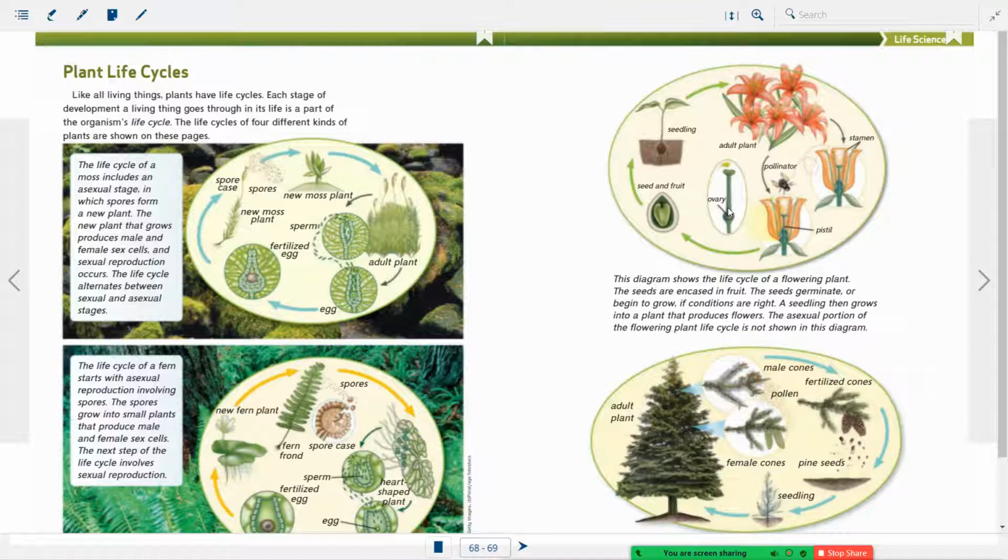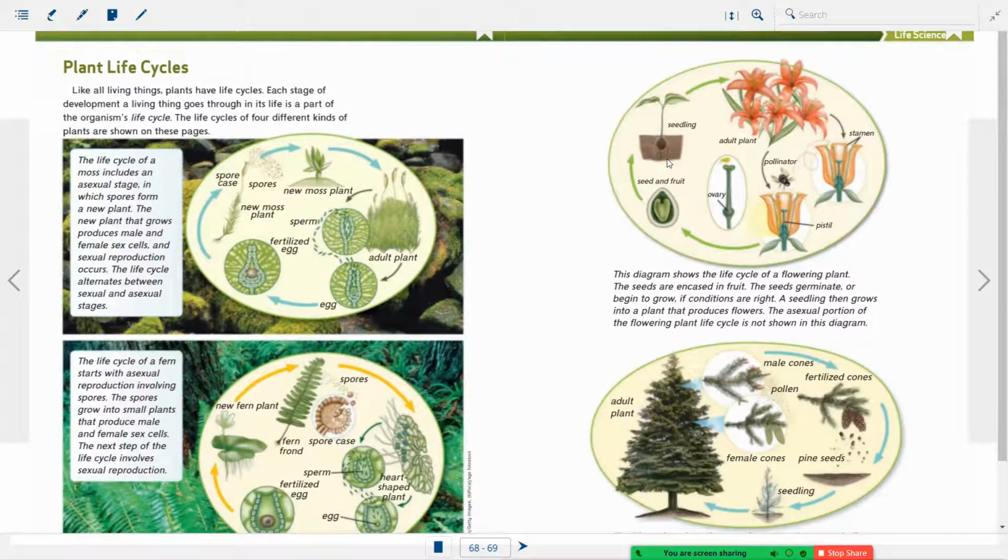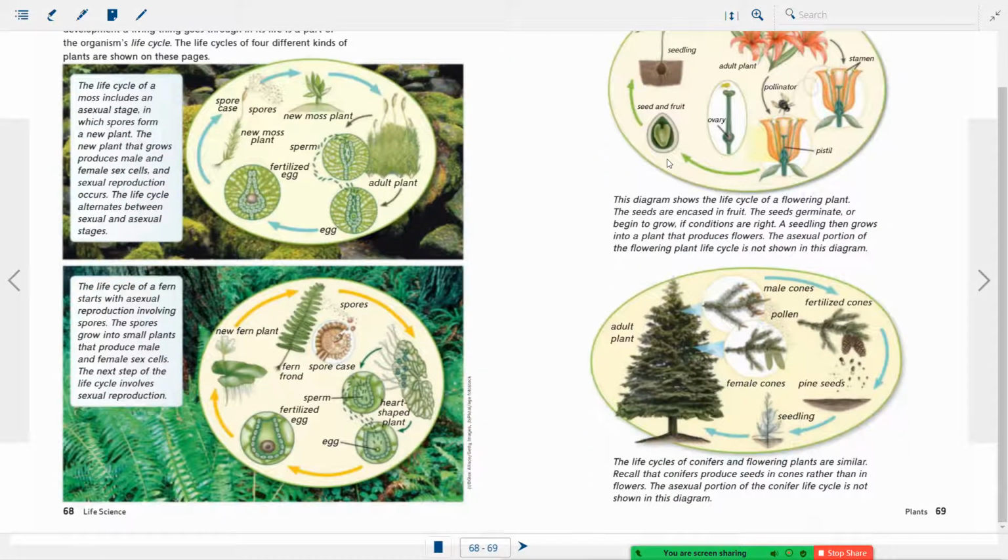And then the seeds will develop with fruit around them to protect them and keep them safe. And then once those seeds are released or dropped into the ground, they will grow into a new plant, a seedling, and then into an adult plant.